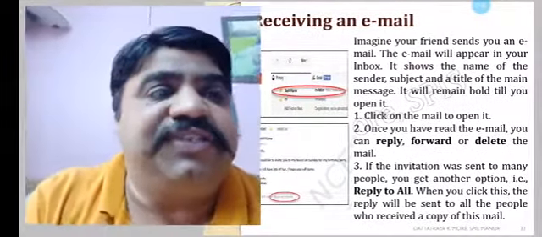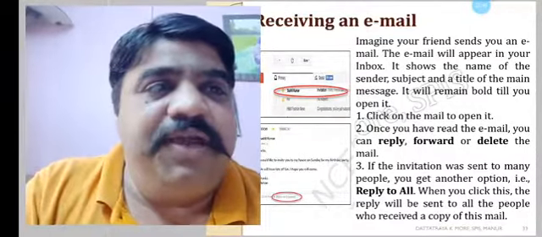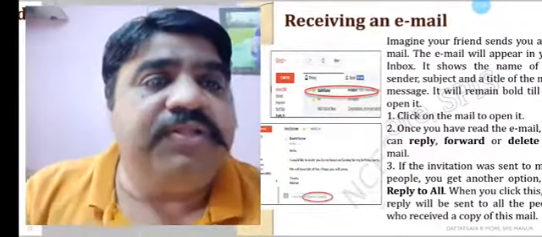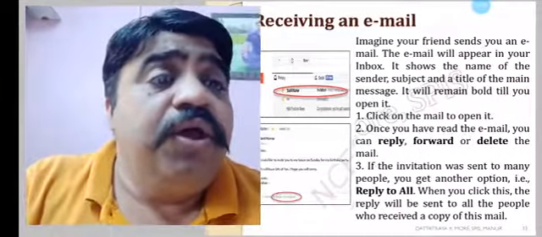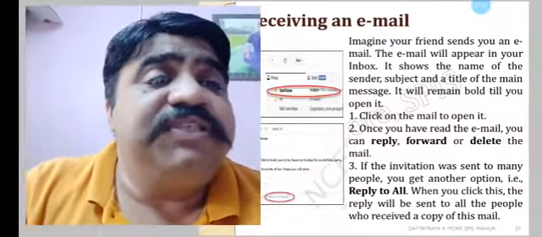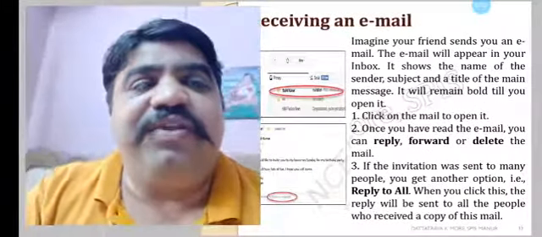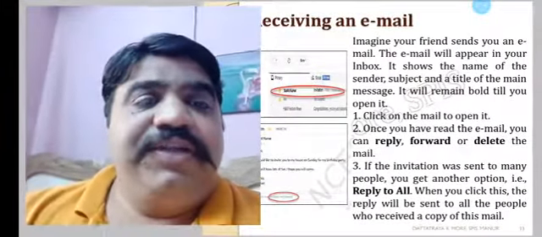Imagine your friend sends you an email. The email will appear in your inbox. So that circle I have drawn, that can be seen by you. It shows the name of the sender, subject and a title of the main message. It will remain bold till you open it.